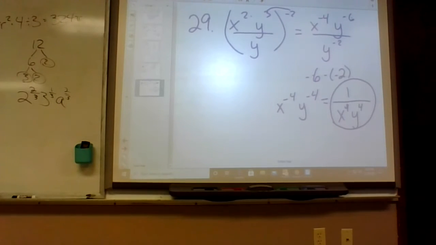When you divide y by y, you subtract your exponents.